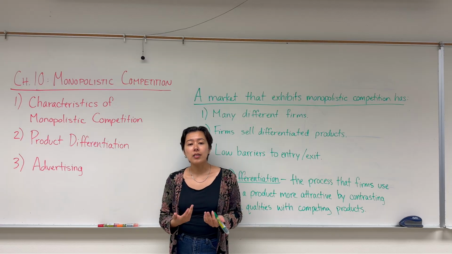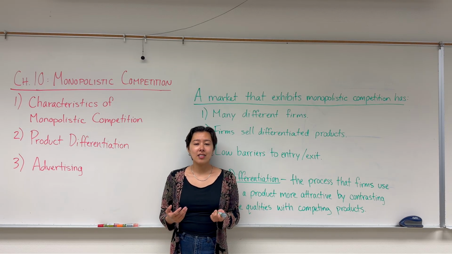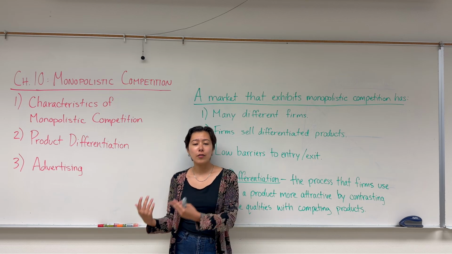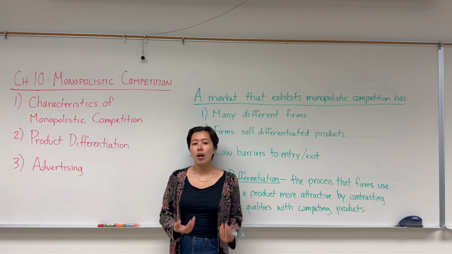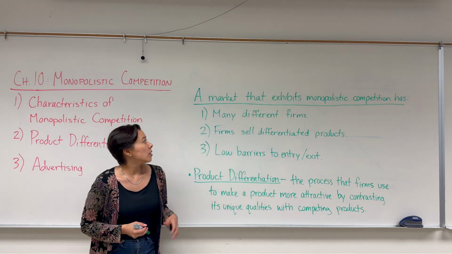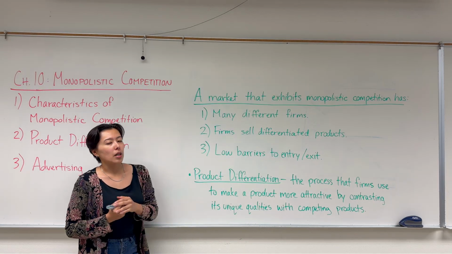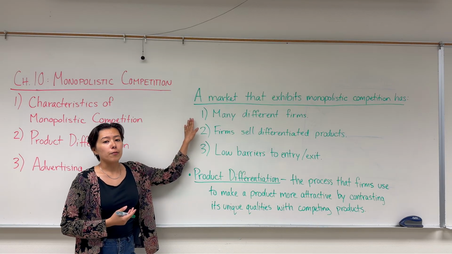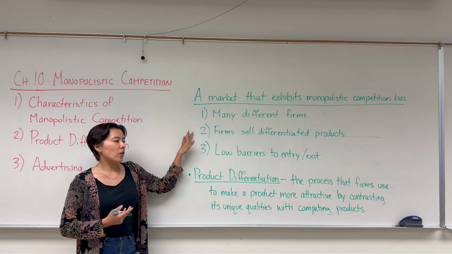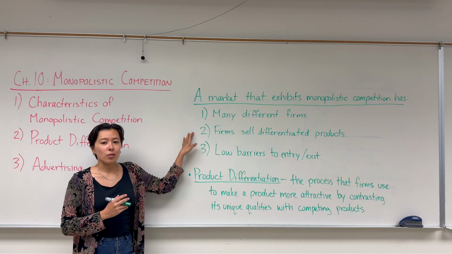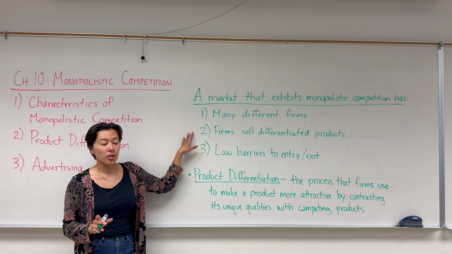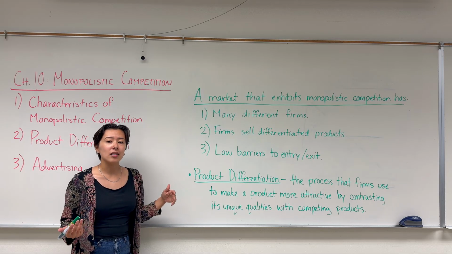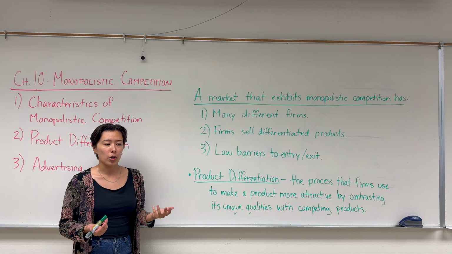So what a monopolistically competitive market is, it's essentially an imperfectly competitive market. It has some features of competition and some features of monopoly. So any market that exhibits monopolistic competition is going to have the following traits. There will be many different firms, but those firms are going to be selling differentiated products. They're not all selling the same identical good. And there's going to be low or no barriers to enter and exit in this monopolistically competitive market.